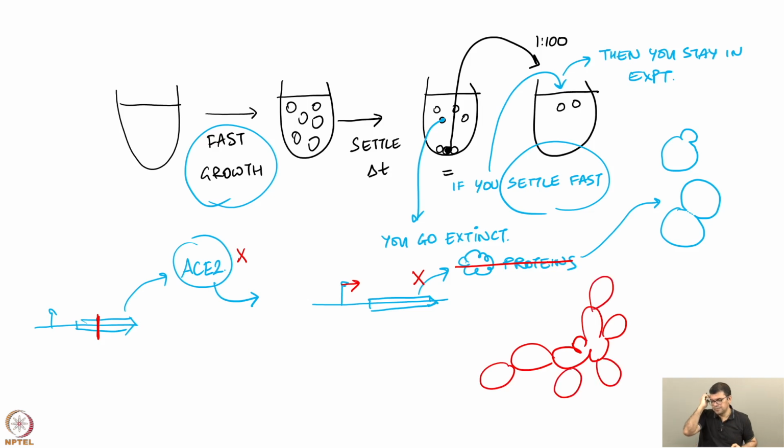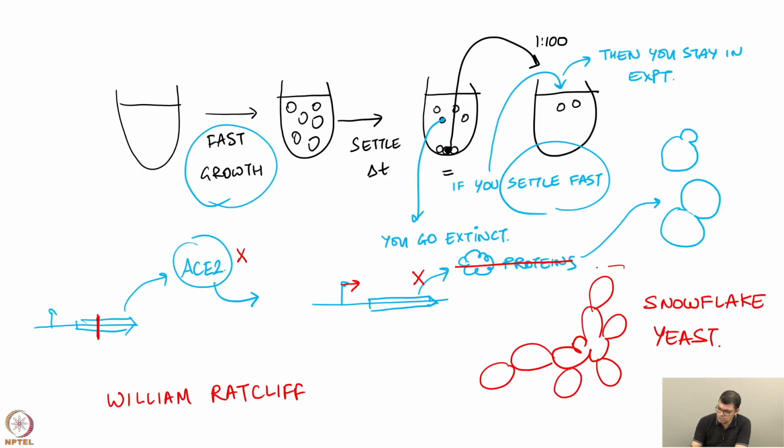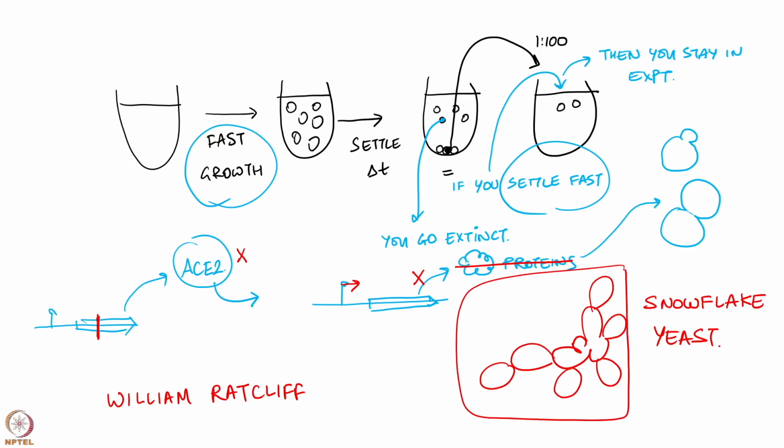And there are beautiful images of this if you just search snowflake yeast, because they look like snowflake clusters. This was first discovered around 14 to 15 years ago. Since then, at Georgia Tech, there is a lab which is run by William Ratcliffe, which has started an evolution experiment which starts with multicellular yeast and evolves this multicellular yeast. It tries to study what happens to this snowflake yeast cluster if I evolve it for a really long time.